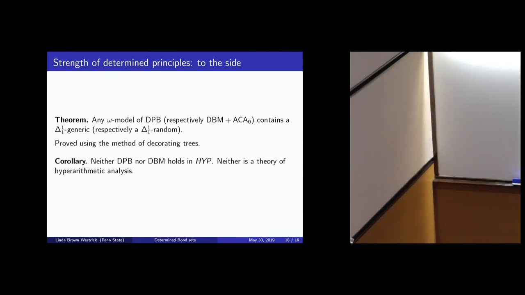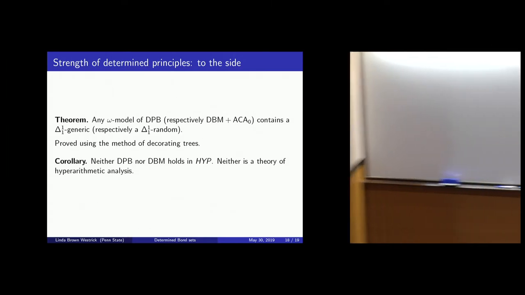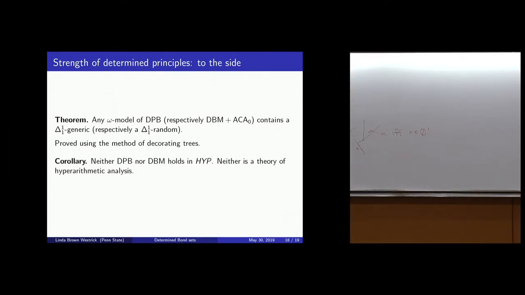The other theorem that we had previously about the determined property of Baire is that any omega model contains a delta 1-1 generic. I didn't really give more detail about this, though I see that I had the time to do so. But the method for doing that for measurability and for the random case really doesn't differ in any significant way from the determined property of Baire one. It's still using this method of decorating trees, which I could say more about if people are interested. I don't have a slide for it.